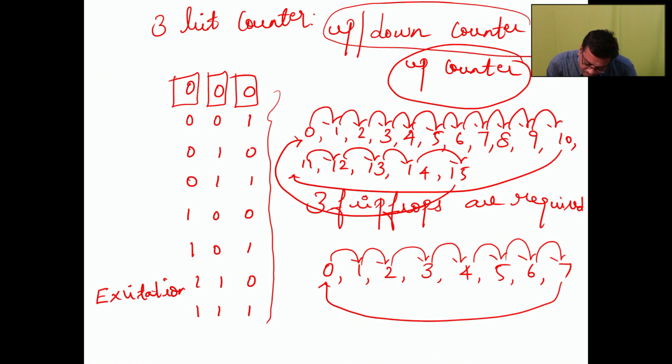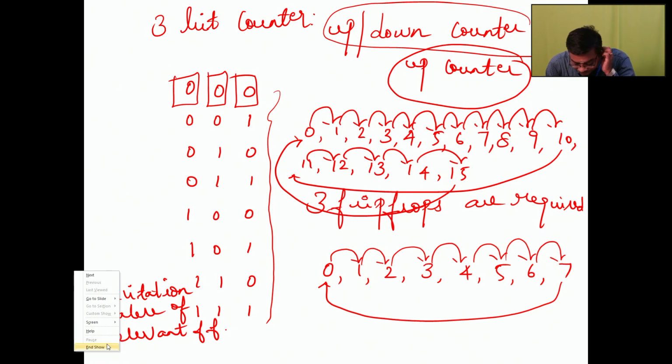Suppose they ask us to design a 3-bit counter using JK flip-flops. We are going to use the JK flip-flop excitation table, the excitation table of the relevant flip-flop. Whatever flip-flop they have asked for in the problem, we are going to use the relevant flip-flop. These are all the things we are going to consider.